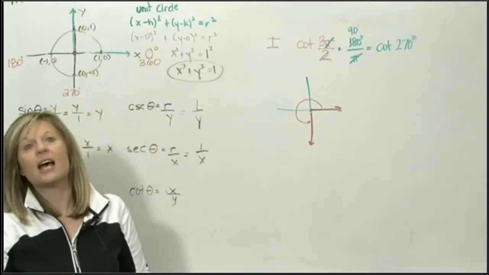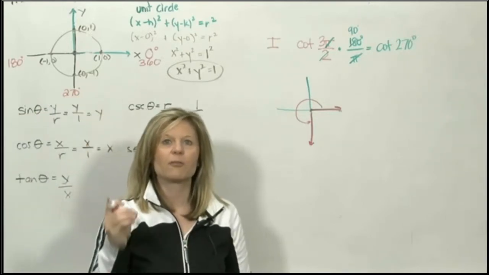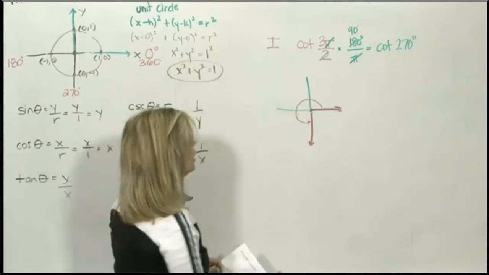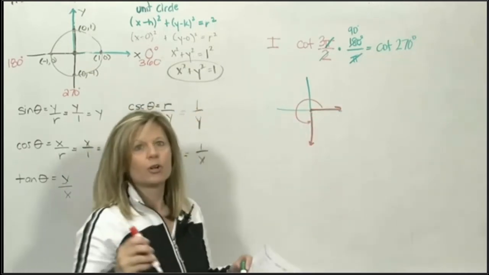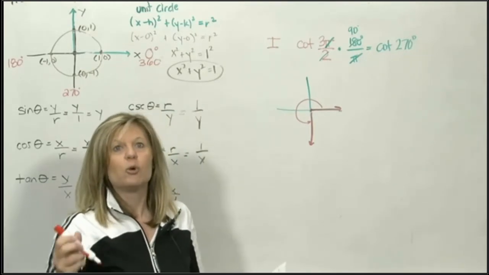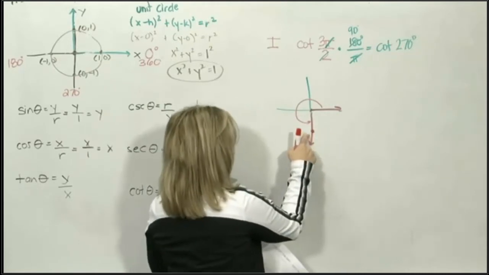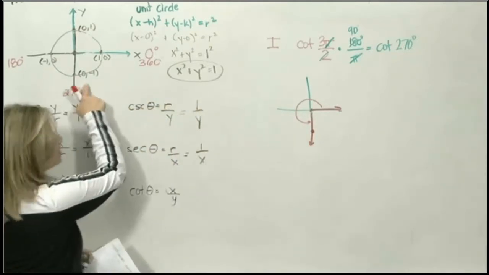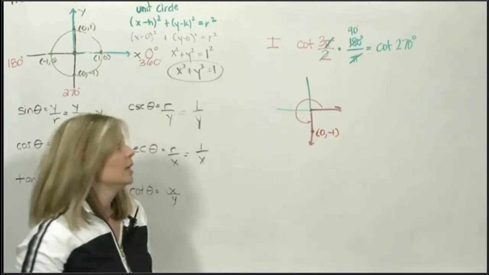The definition says to draw a right triangle, you have to draw a perpendicular from the terminal ray to the initial ray. Well, guys, here's the terminal ray. It's already perpendicular to the initial ray. There's no way to draw a right triangle. So you have to use the unit circle. So the coordinate of the unit circle that corresponds with the terminal ray is 0, -1. That's the point we're going to use.